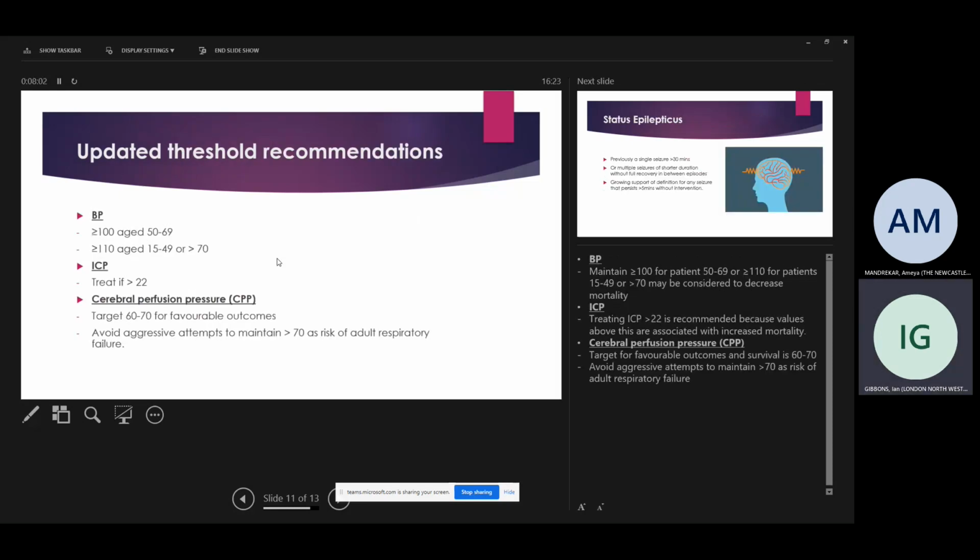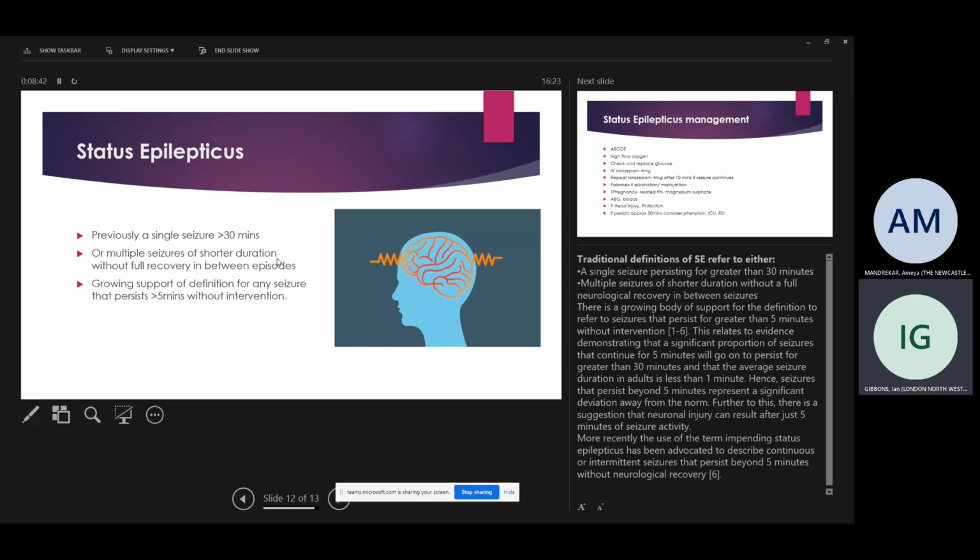So then also looking at the threshold recommendations. Obviously we want to maintain blood pressure, and as we can see, there's a slight difference with target blood pressures depending on the age, and it's advised that if intracranial pressure is above 22, that's the threshold for treatment as well. And as I said before, in ITU we need to keep things within certain parameters, and cerebral perfusion pressure needs to be kept between 60 and 70 for the most favourable outcomes. There's some evidence to say that aggressive attempts to maintain it above 70 carry a risk of adult respiratory failure.